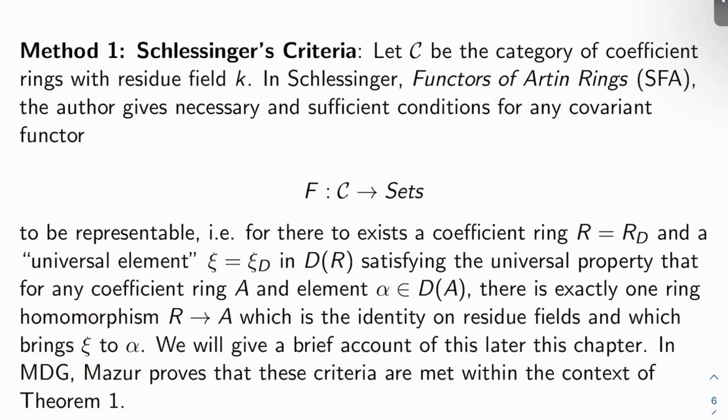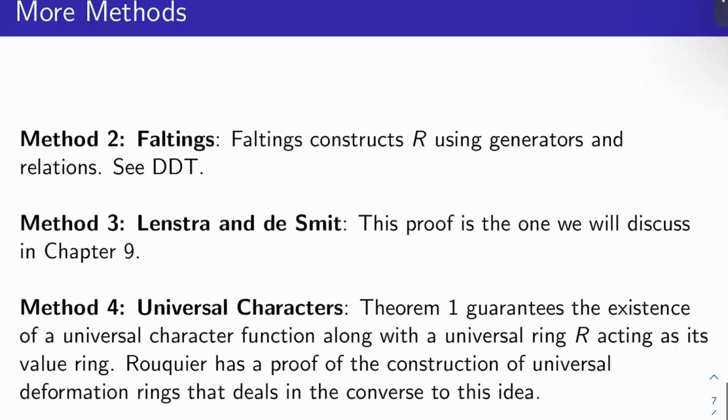Okay. So it's not too hard to imagine how you might use this criteria to actually get the result that you want, construct this actual universal deformation ring. We'll give a brief account of this later in this chapter. In Mazur's paper, Mazur proves that these criteria are actually met within the context of Theorem 1. So this is Mazur's method of proof for the construction of the universal deformation ring, but it won't be our method next chapter.